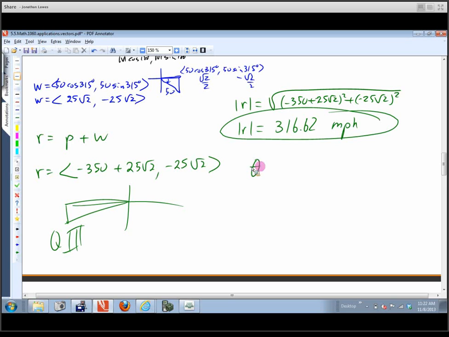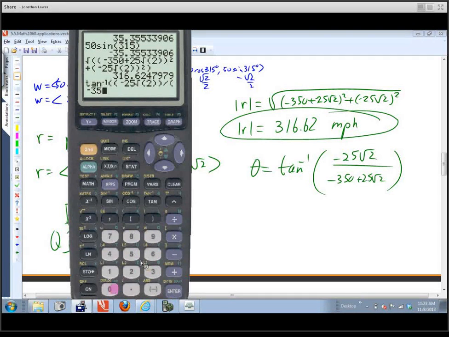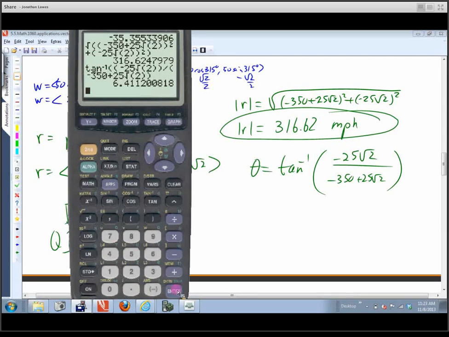So in order to figure out what the angle is, remember, we're going to do the tangent inverse of the vertical component, negative 25 radical 2, over the horizontal component, negative 350 plus 25 radical 2. Okay, this is going to give us an angle, and it better give us that same angle that we got before. So I'll put the top in parentheses, negative 25 radical 2, close the parentheses, divided by, start at the bottom, negative 350 plus 25 radical 2. Close the parentheses, hit enter, and there's our angle.